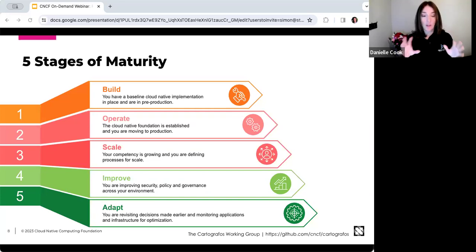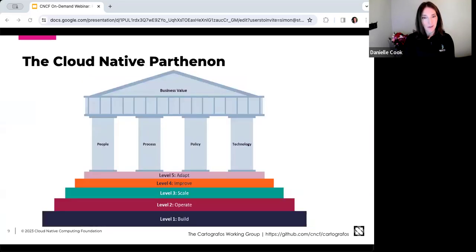Finally, in level five, that's where you're adapting. So you, again, are revisiting decisions you made earlier, and you're monitoring your infrastructure differently, you're optimizing it differently because you've been able to take all the lessons you've learned along the way and apply them and adapt. Over to you, Simon.